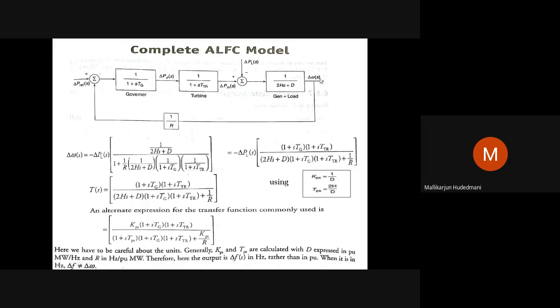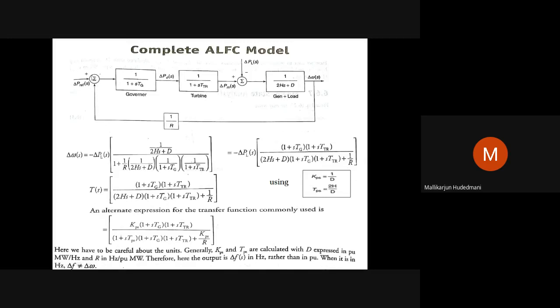Governor has to see to it that this frequency deviation must be addressed to 0 or permissible. Then this error is fed back. Error is fed back by droop nature 1 by R. R refers to the governor's droop reflection. So frequency deviation delta omega divided by R is fed back to the summing block here.